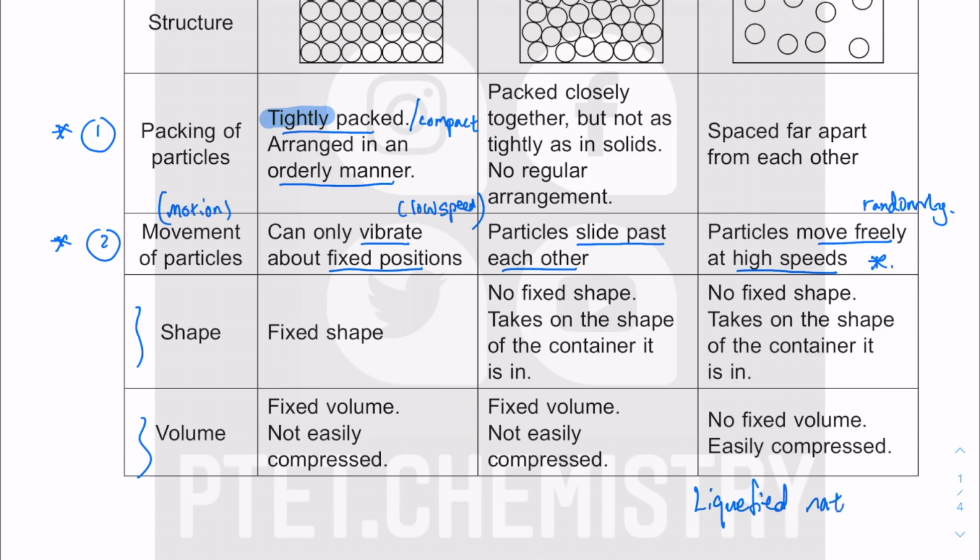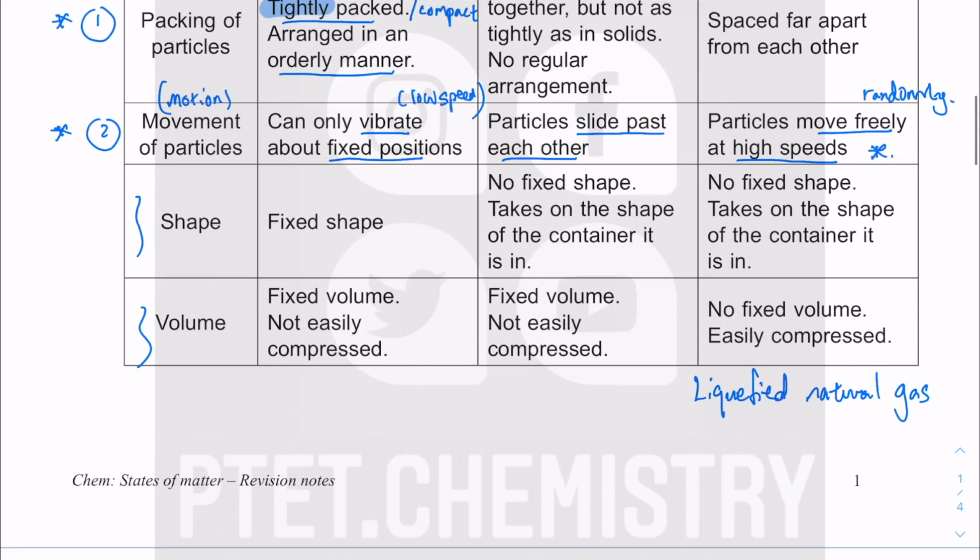So a lot of countries are still using liquefied natural gas in their cooking cylinder, although some people have moved on to use electricity, which is obviously cleaner. But electricity also comes from burning hydrocarbon or fossil fuels such as this liquefied natural gas.